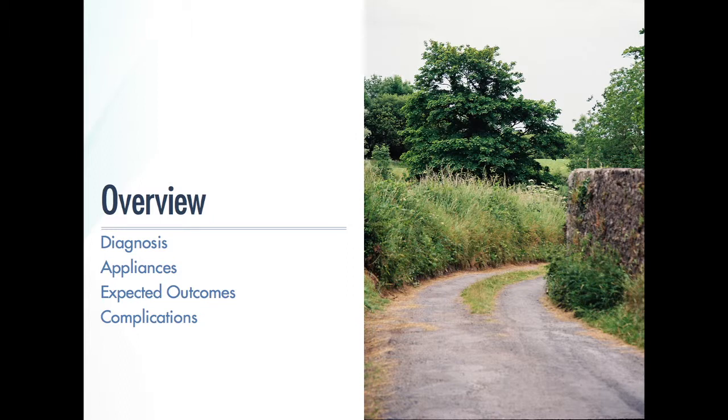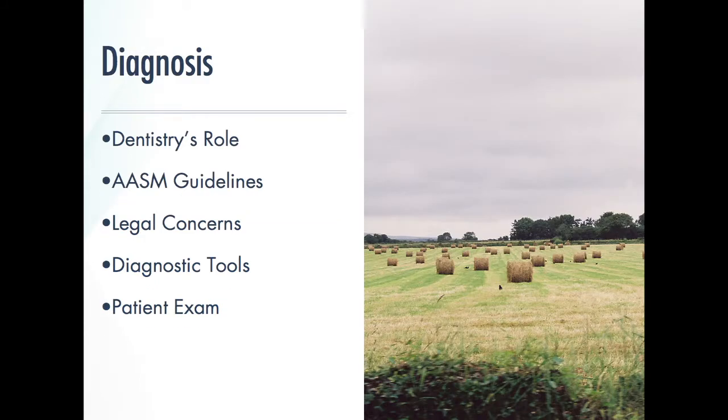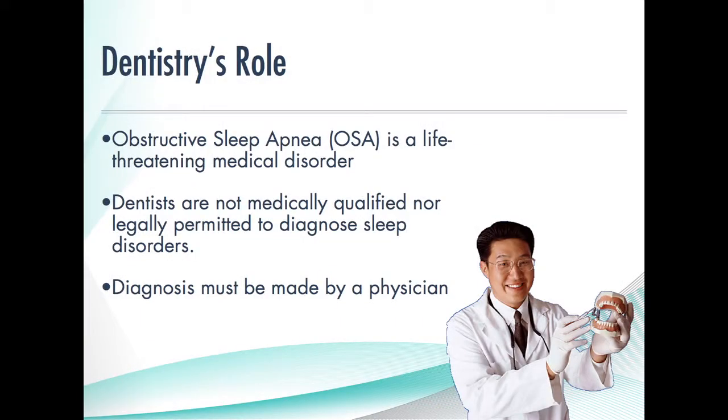So overview, we're going to talk about diagnosis, the type of appliances, what we expect, and what complications can be associated with the sleep appliances. What is our role? We look at the ASM guidelines, what our legal considerations are, what tools do we have at our disposal, and in our examination process. What is my role? We help to identify, and we're like one of the greater identifiers for the physicians because we see people, in terms of like the facial profile, for instance.